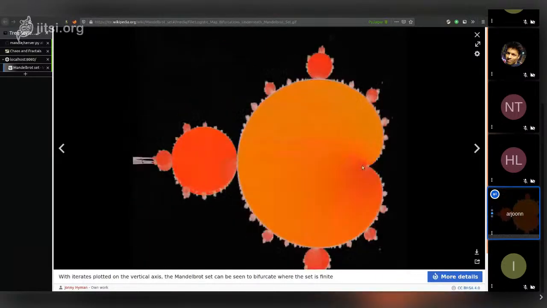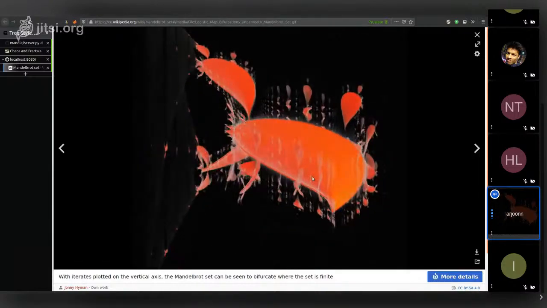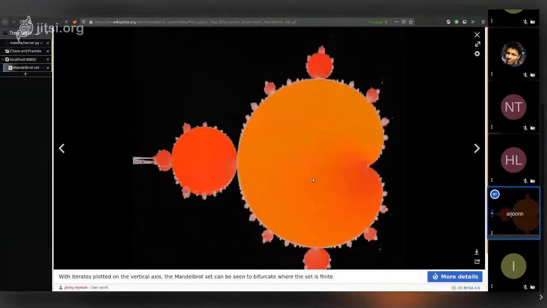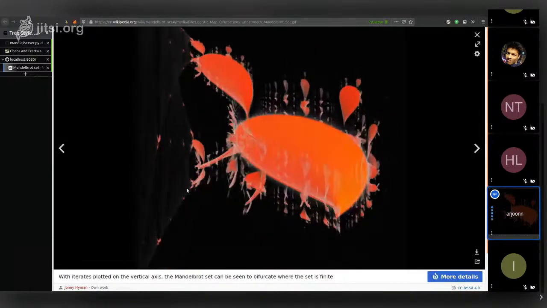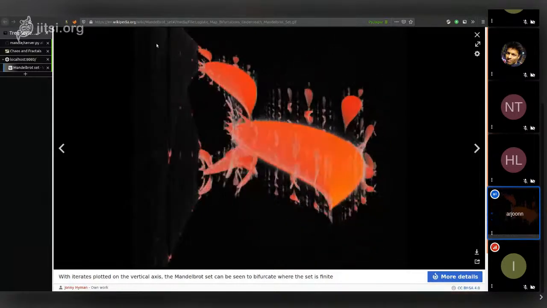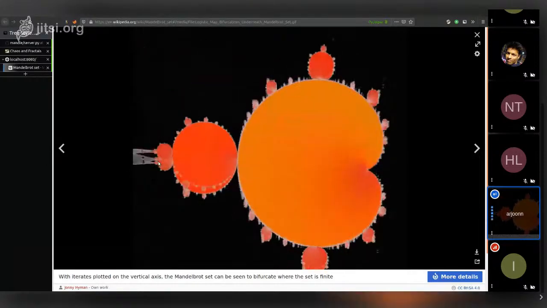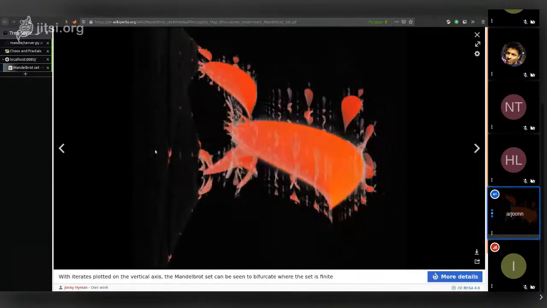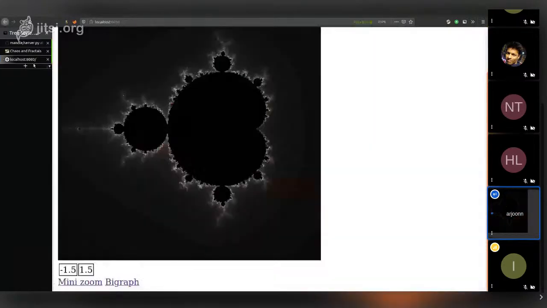bifurcation plot. The main bulb is single, there is a single value, right? And then you have two potential values for the second bulb, and then you have four potential values for the next bulb, and then it's just chaos at the end of it, right? So I really liked this. I don't know, I just find it beautiful. I have no reason.